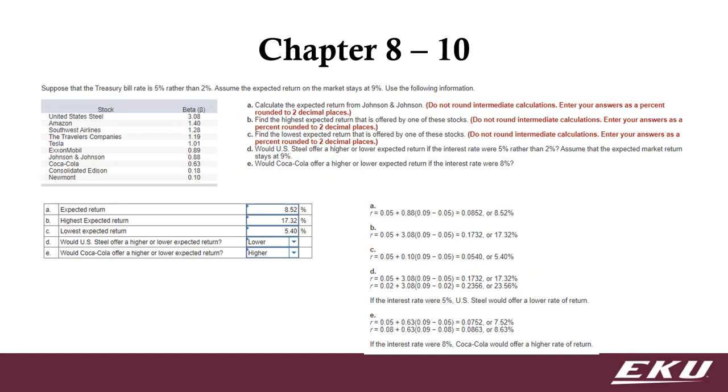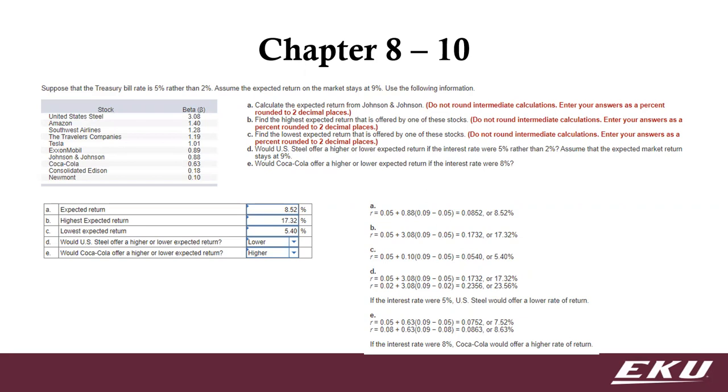And then they say calculate the rate of return for Johnson and Johnson. Johnson and Johnson has a beta of 0.88, and we have a T-bill rate of 5%. We have 9 minus 5 as our market risk premium, which we would multiply by beta. And then that would solve for the expected return on Johnson and Johnson. What would be the highest expected return offered by one of these stocks? Well, the highest would be the one with the highest beta, which is US Steel, so you calculate that one. Which one would have the lowest return? It's the one with the lowest beta, which is Newmont, I guess.